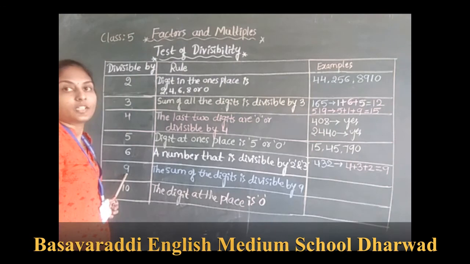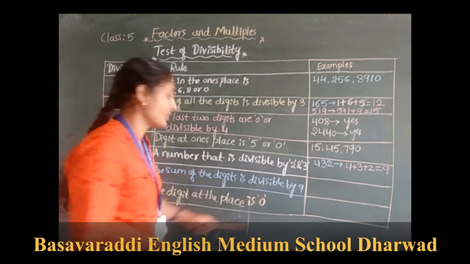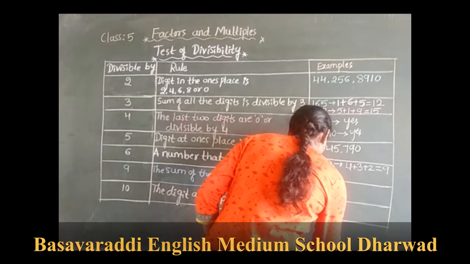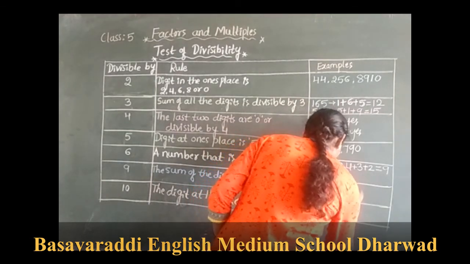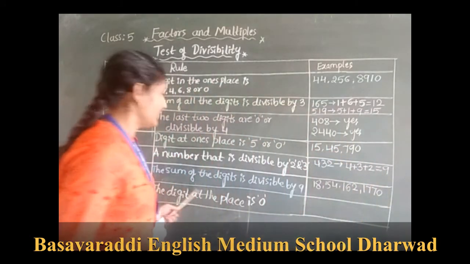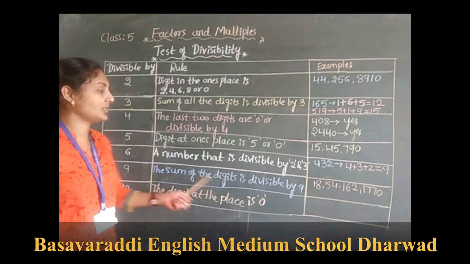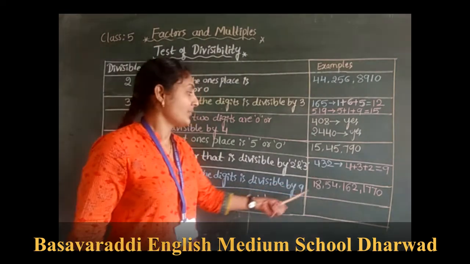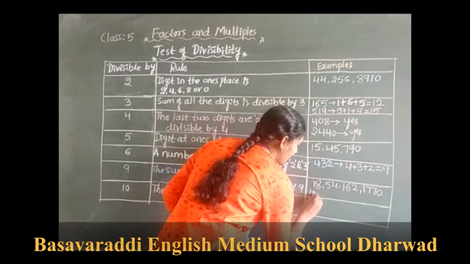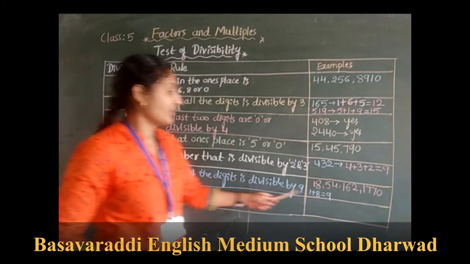Okay, next, divisible by 9. The sum of the digits is divisible by 9. So for example, 18, 54, 162 and 1770. Yes, we will check the 4 examples one by one. What is the rule there? The sum of the digits is divisible by 9. So 1 plus 8, that is 9. So 9 is divisible by 9.